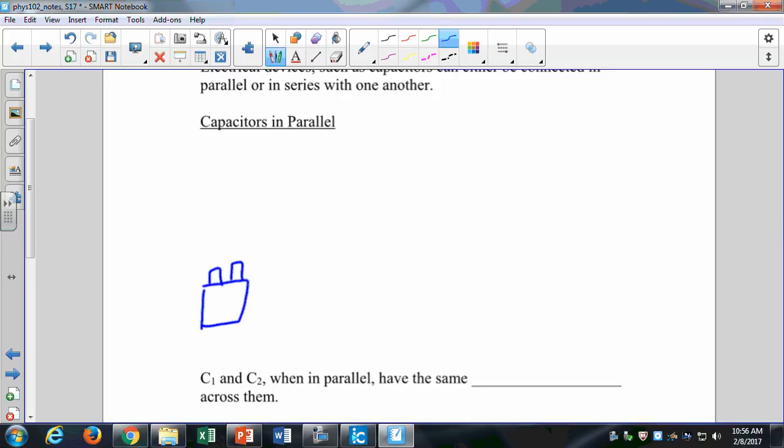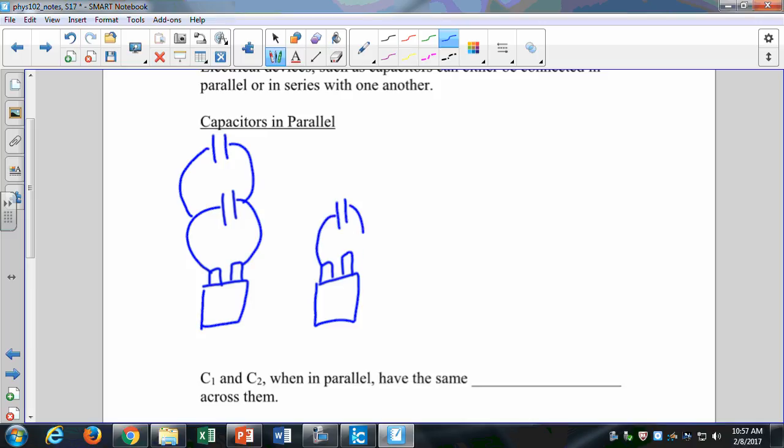This is your battery. You have one capacitor hooked up like that, and then you have another capacitor hooked up like that. This is the same. We could draw this in a similar way and it would be exactly the same, as we could have a capacitor hooked up like this and a capacitor hooked up like this. These are the identical circuits.